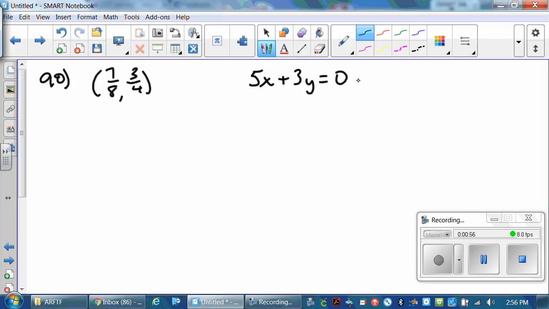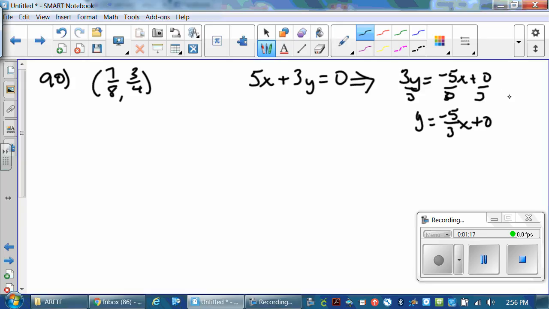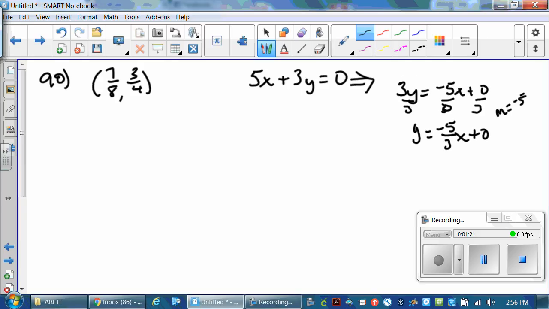The first thing I need to know is what is the slope of this line. To figure out the slope of a line, you solve for y. So this would be 3y equals negative 5x plus 0. Then divide by 3. All right, the slope of the line is negative 5/3. The y-intercept is 0. So this line has a slope of negative 5/3.